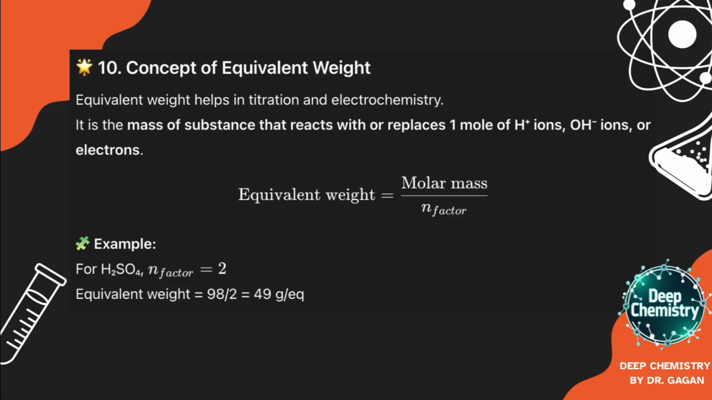Equivalent weight is another quantity connected to mole concept. It's the mass of substance that reacts with or supplies 1 mole of H positive or 1 mole of electrons. Equivalent weight equals molar mass divided by n factor. For example, for H2SO4, n equals 2. So equivalent weight equals 98 divided by 2, which is equal to 49. This idea helps in titration calculations and redox reactions.